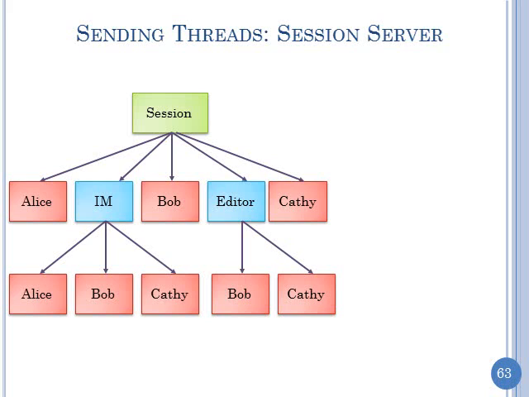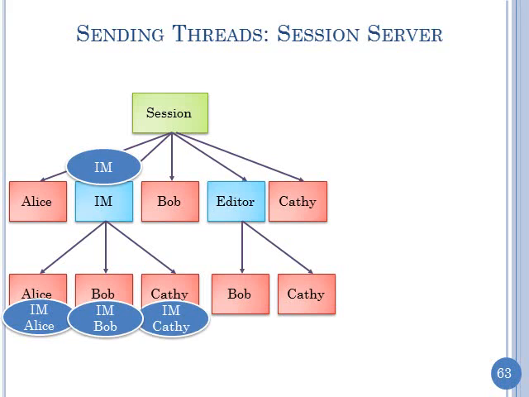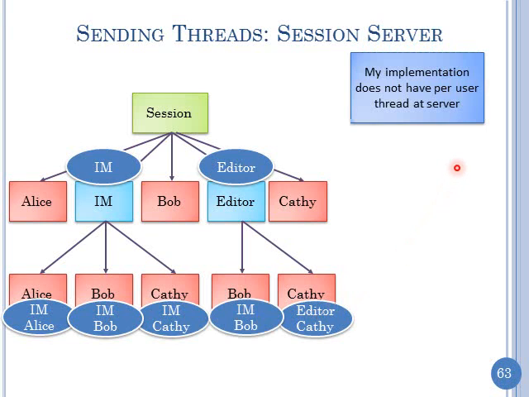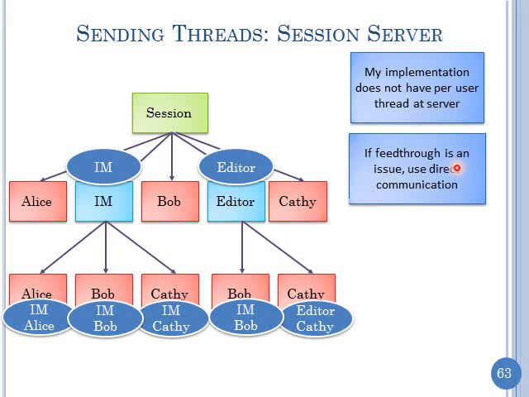My session server has a thread to send messages to each subsession. You could also have separate threads for each user. That would make sure that delays caused by sending messages to one user don't result in delays for another user. And similarly, you could have threads for other users. Now that's what you should do in an ideal system. But this library that I'm talking about does not create threads here.